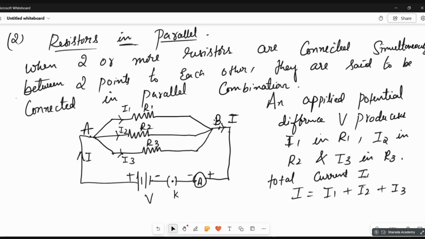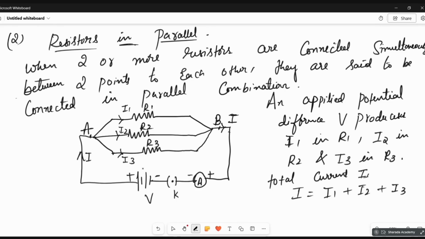So resistors in parallel means, listen to this carefully, when they are connected between the same two points, then we call it parallel. See here, R1, R2, R3, all the three, one end is connected to point A, the other end is connected to B. That means R1 is connected between A and B, R2 is connected between A and B, and R3 is also connected between A and B. All the three are connected between the same two points, then we call it parallel.